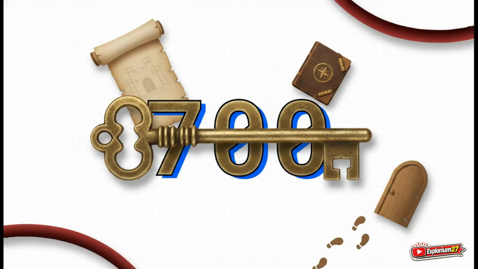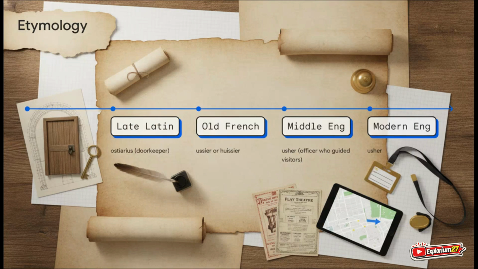And here's a crazy number for you, 700. This concept, this exact word, has been actively moving around the English language for over 700 years. If we trace that 700-year linguistic journey, it's kind of like a giant puzzle. It all starts with the Latin root ostium, which simply means door, and ostiarius, meaning the doorkeeper. From there, it travels into Old French as huissier, then morphs into Middle English as usher, and finally lands in our modern vocabulary. The absolute crucial thread tying all this together? The physical act of opening doors.